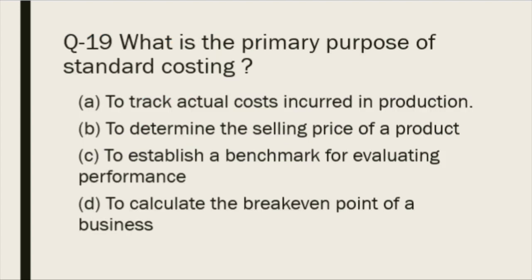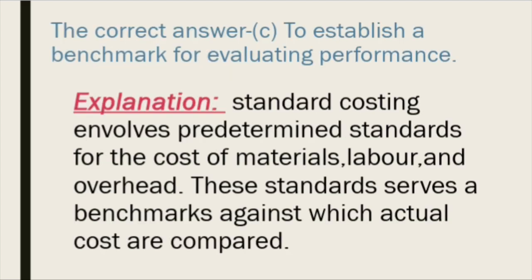Next one, what is the primary purpose of standard costing? The options are to track actual costs incurred in production, to determine the selling price of a product, to establish a benchmark for evaluating performance, to calculate the break-even point of a business. The correct answer is to establish a benchmark for evaluating performance. Explanation is that standard costing involves predetermined standards for the cost of materials, labor, and overhead. These standards serve as a benchmark against which actual cost can be compared.